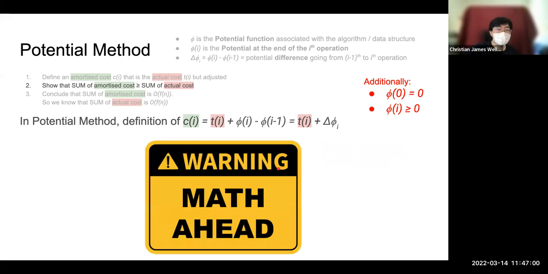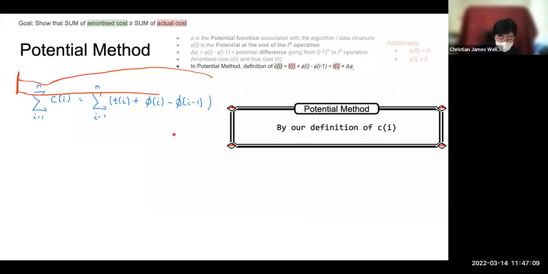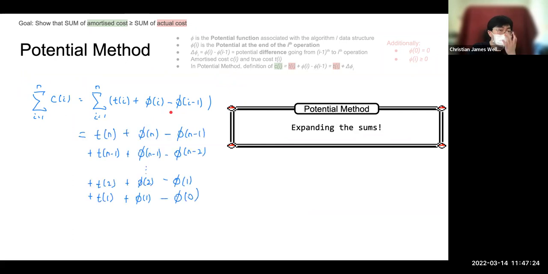Okay, so warning, math ahead. I want to show this part now. Why is the sum of amortized cost related to the sum of actual cost? I think because the Prof only briefly said it in lecture. So we sum up the amortized cost. c_i is the amortized cost, and by definition it is t_i plus the potential difference. This is by definition.